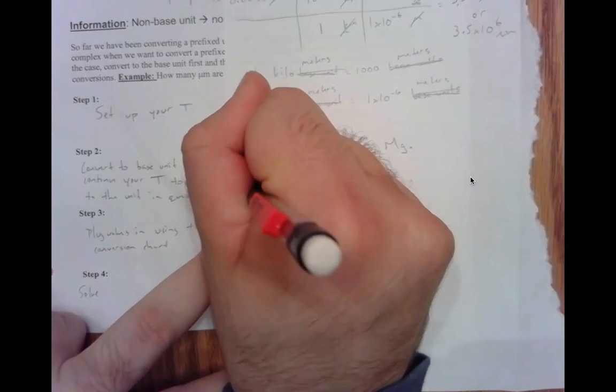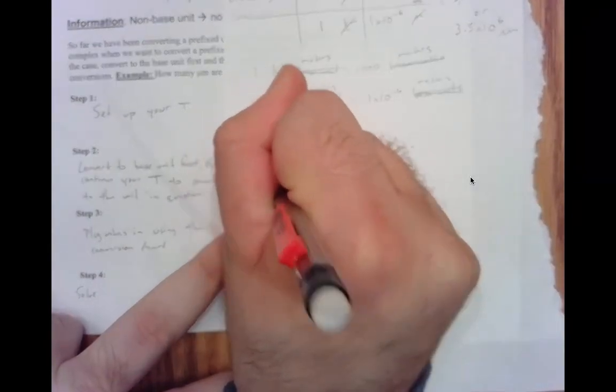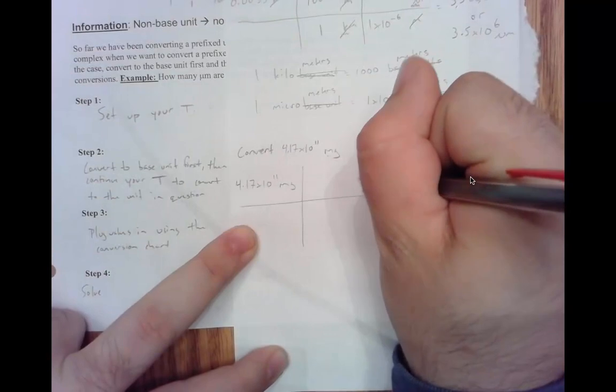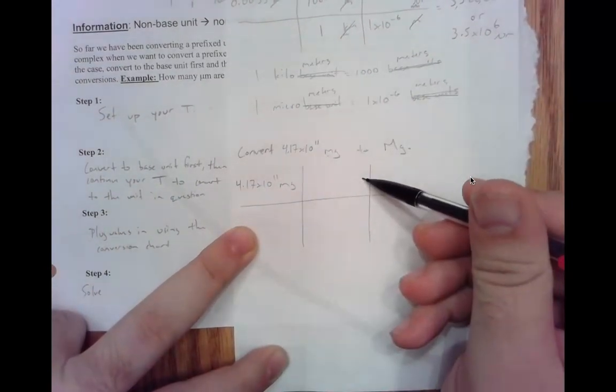So we'll start the same way. Step 1, we'll set up our t. We'll write what we're converting in the top left. This time it is 4.17 times 10 to the 11th milligrams. Now we set up our t. Just like in the previous problem, what we want to convert to goes in the numerator, and what we want to cancel goes in the denominator.